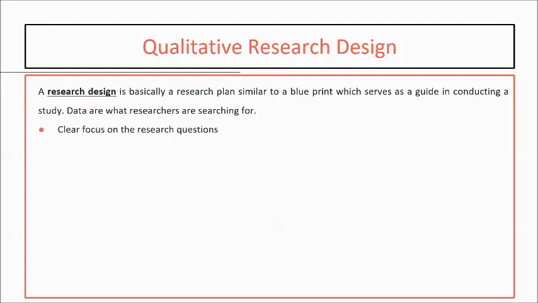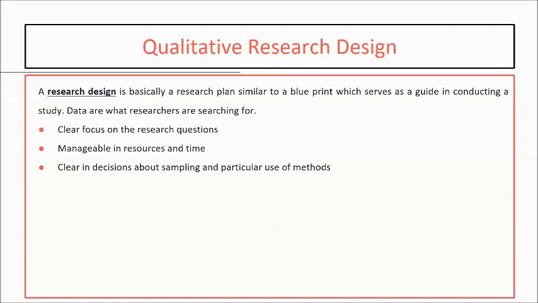So first, you have a clear focus on the research questions, meaning you will be focusing on your questions only or on your topic only. That is to be manageable in resources and time. So you can manage your time well and your resources. Do we have clear decisions about sampling and particular use of methods? So when we say sampling and particular use of methods, in each problem or in each type of topic, you will be needing different methods, which we will discuss later on.